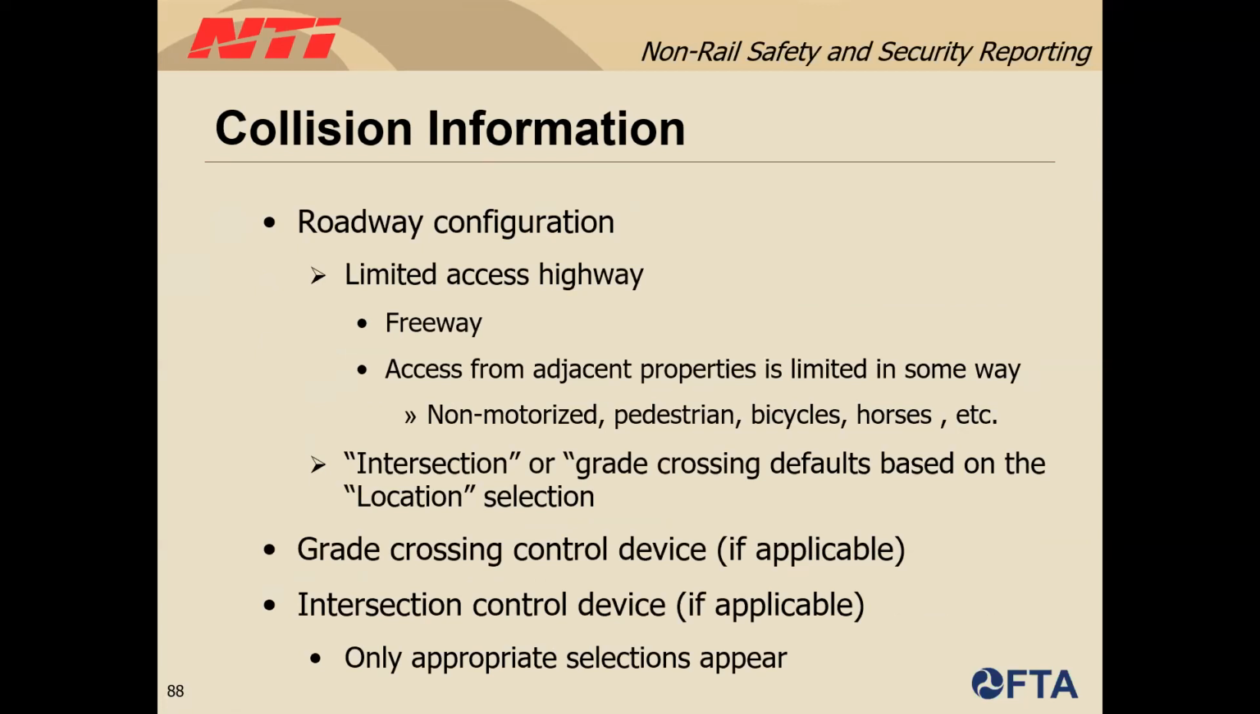If you chose either roadway intersection or roadway grade crossing on the collision event information screen, the appropriate selection will default on the collision information form. Also, you may have noticed that now when the location is intersection, only intersection control device selections appear. Or if you select the grade crossing as the location, only the grade crossing controls appear. You no longer have to select not applicable of the inappropriate list.